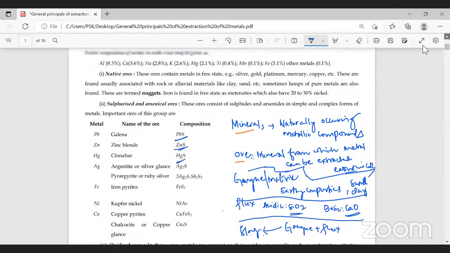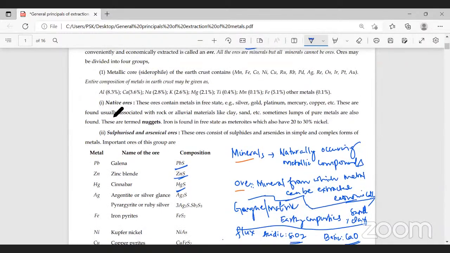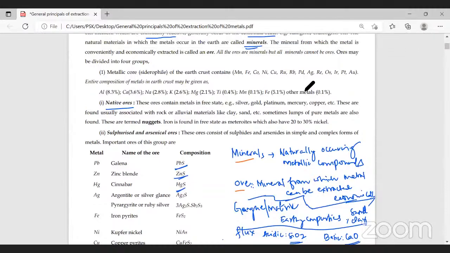Now, native ores. When we say native ores, elements which are very less reactive or not reactive exist in free state. Those are called native ores. Example: silver, gold, platinum, mercury, copper. Copper also exists in combined state, but it also exists in free state. That's why we call it a native ore.